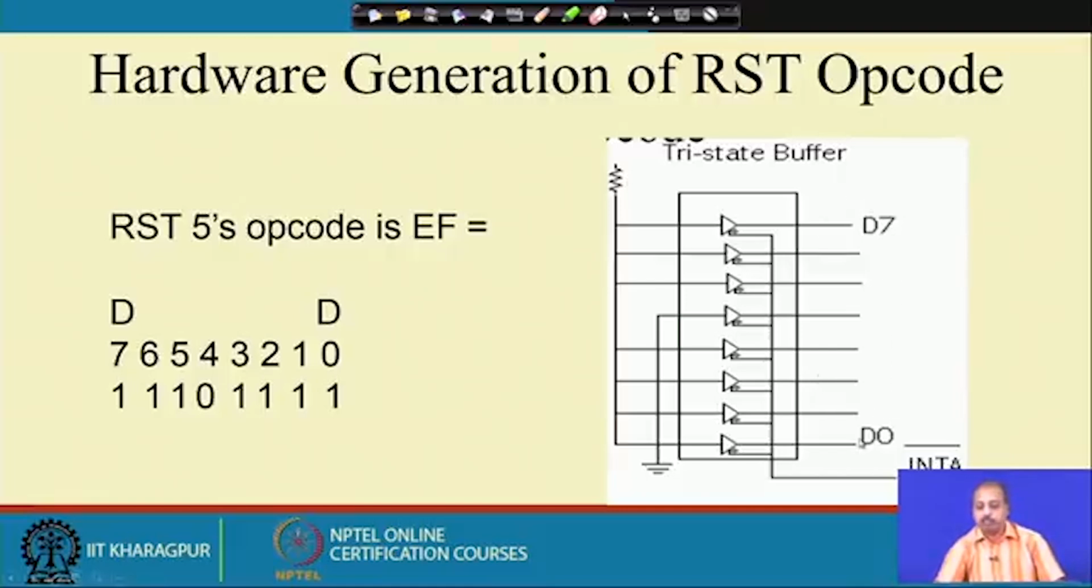So, this D7 to D0, if it is connected to the data bus line of the processor, then it will be understood as the opcode for RST 5. For any other RST instruction, the rest of the bits remain unaltered; only bit numbers 3, 4 and 5 will be changing. Okay. So, from RST 0 to RST 7, these bits will change from 000 to 111. That way we can very easily generate the opcode for the RST.